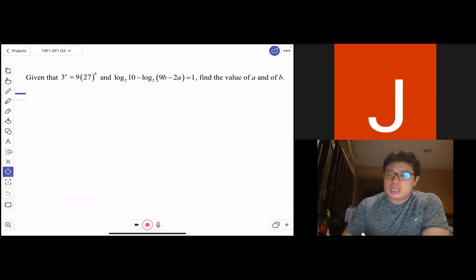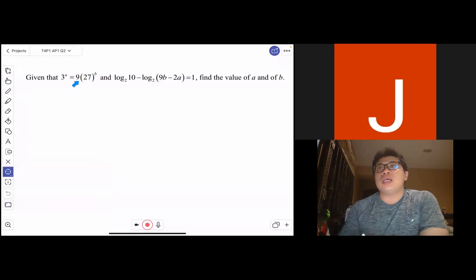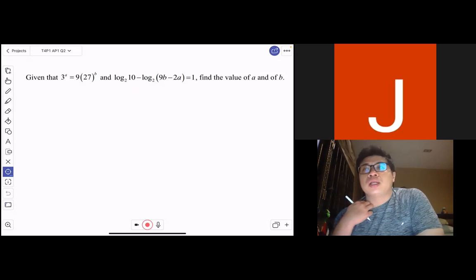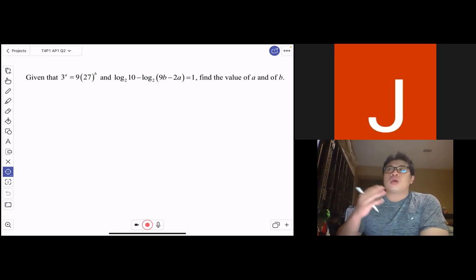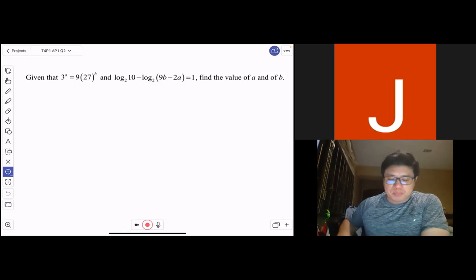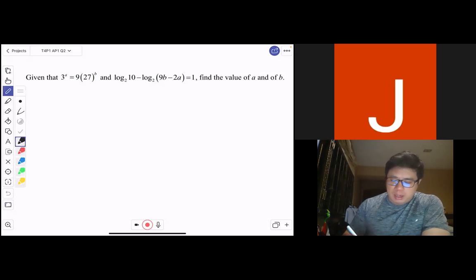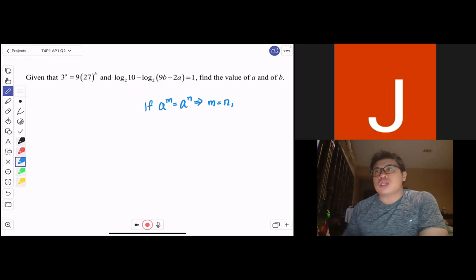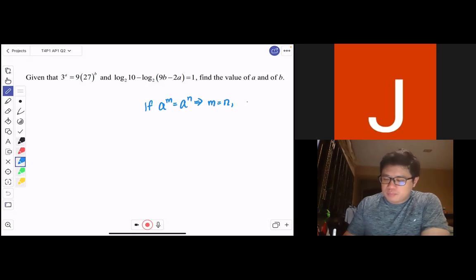For indices, the laws will work mainly if you have the bases to be the same. Similarly for log, you also have the bases to be the same. I introduced one method which I call packing. That's to pack until you have one base equals to one base, one log equals to one log, before we can solve. If you remember, I've said before that if a to the power of m equals a to the power of n, this implies that m equals n, given certain conditions where a has to be positive.